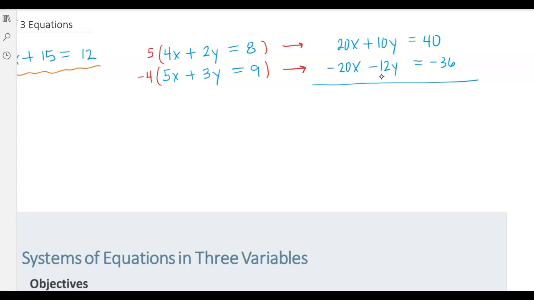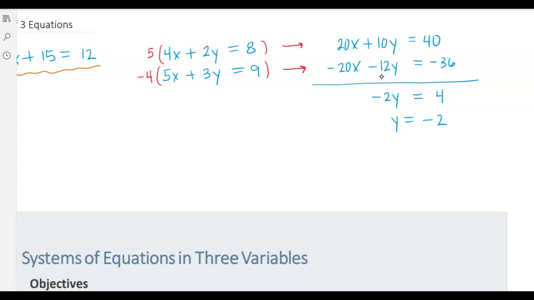Now I combine these two equations together. I'm going to add each of the columns to get a negative 2y equals 4. So y is equal to negative 2.